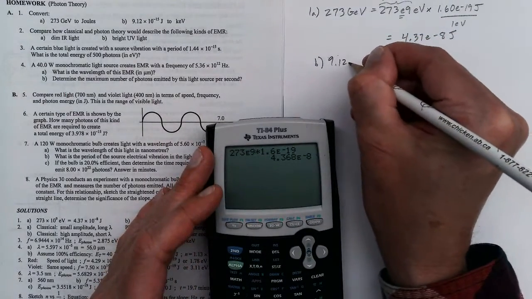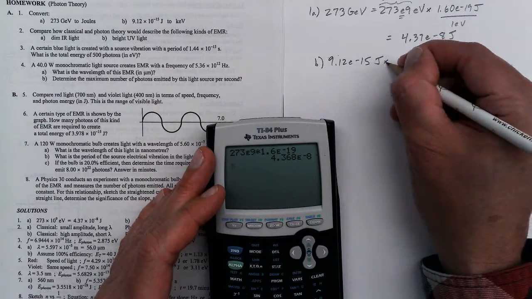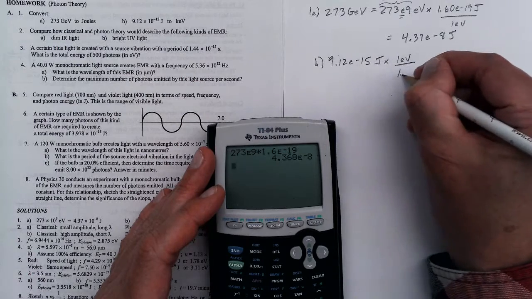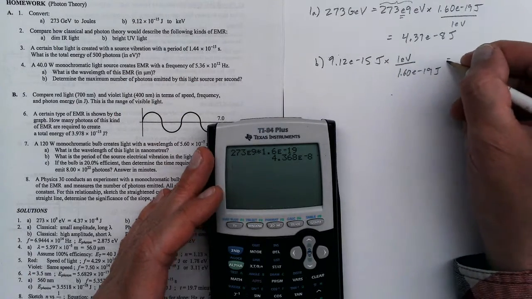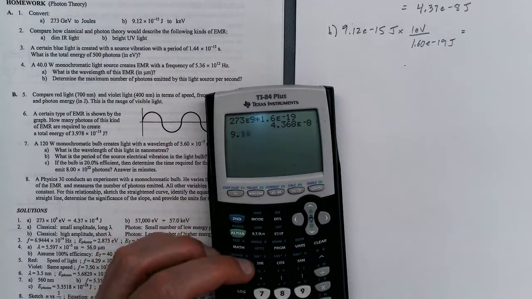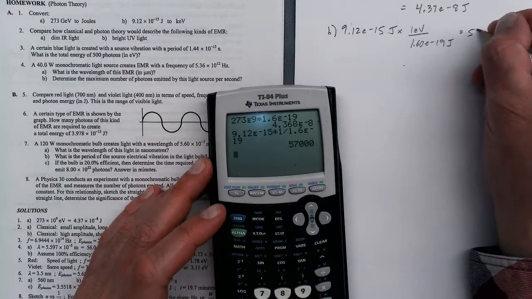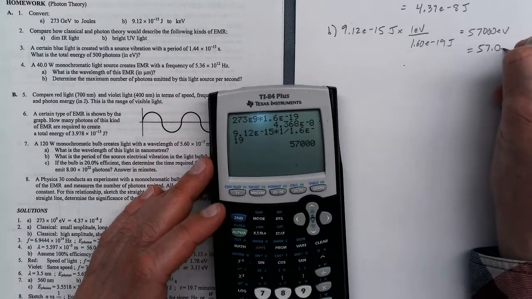9.12 e negative 15 joules. We're going to multiply that first of all by 1 electron volt for every 1.60 e negative 19 joules. So it would be 57.0 eV.